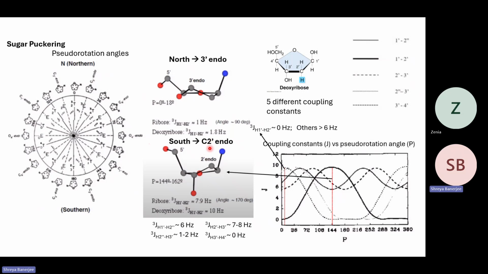And at the C2' endo or south conformation, that is 144 to 162 degrees, we have just considered 144. Here, this dotted one, no, this one is actually 3', 4'. Yeah, this is the dashed one. 3', 4' is 0 Hz, and the others have different values, which we have written from this graph. So each of these structures, the 5 J values are different.